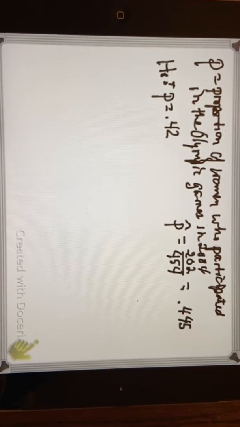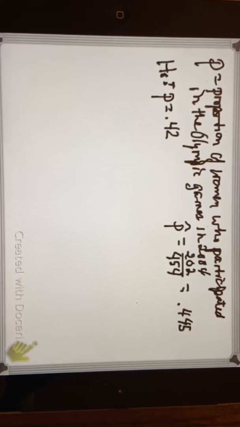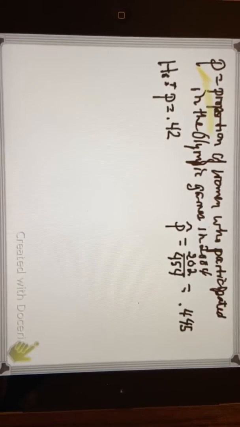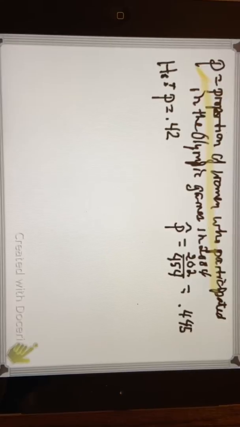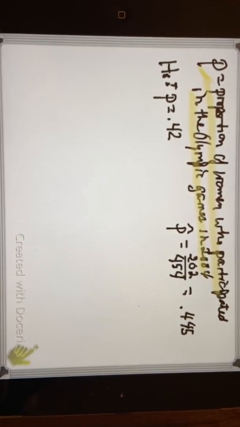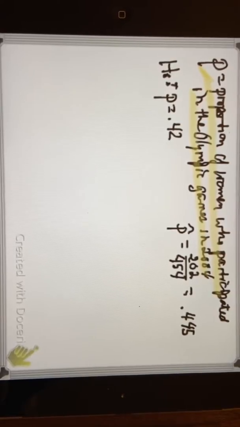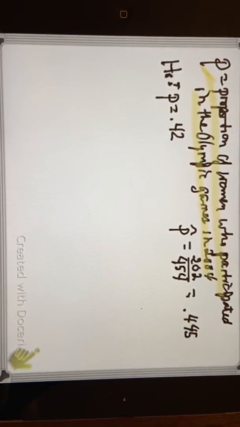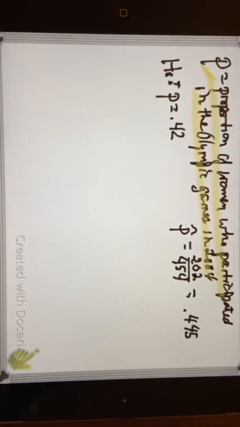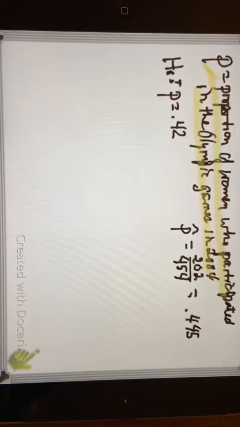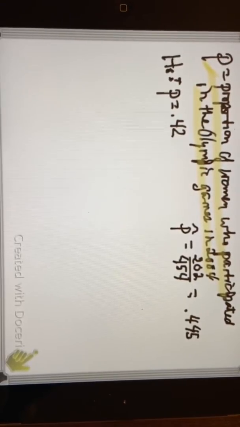is I need to identify my parameter. And this piece right here, this guy right here, this is my parameter. And I have to always say what the parameter is, because that's what P stands for. Okay, and so when I read the question, it says the IOC believed that the female participation in the 2004 Summer Olympic Games was 42%. So there is my parameter, 0.42.